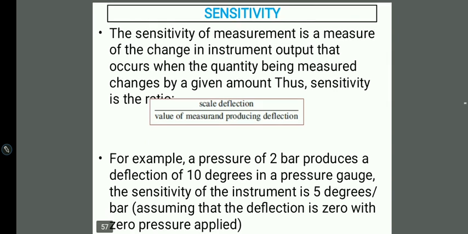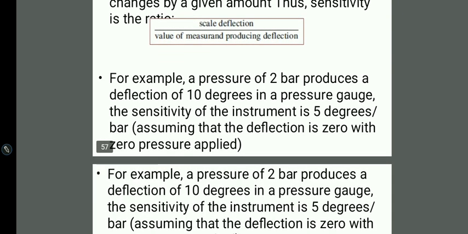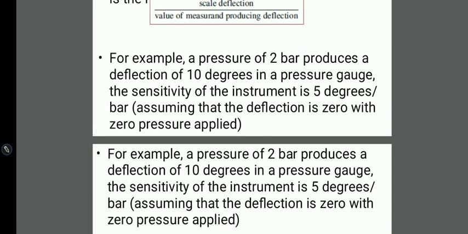So if we are taking a pressure gauge which measures a pressure of 2 bar, it produces a deflection of 10 degrees. Sensitivity of the instrument is 5 degrees per bar, assuming that the deflection is 0 with a 0 pressure applied. So here a pressure of 2 bar produces a deflection of 10 degrees in a pressure gauge. Sensitivity of the instrument is 5 degrees per bar.